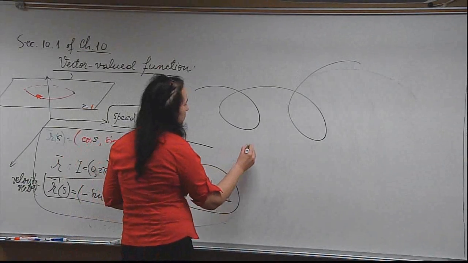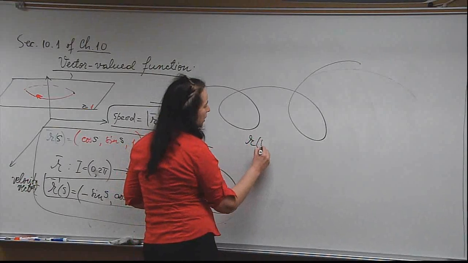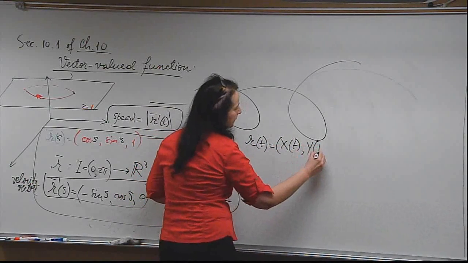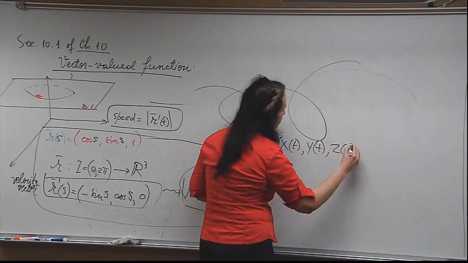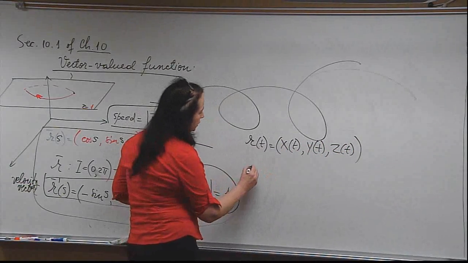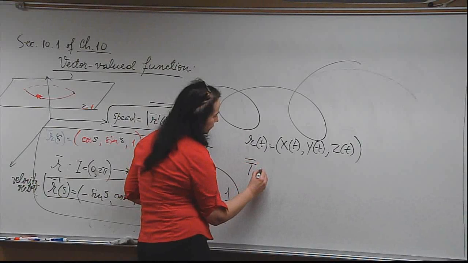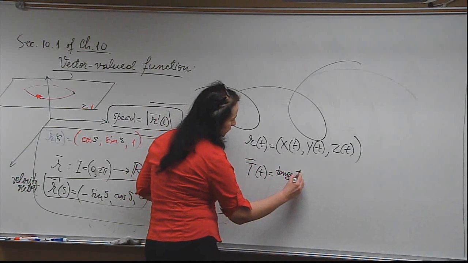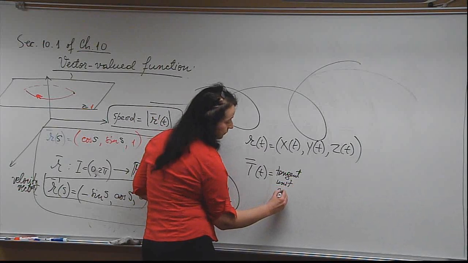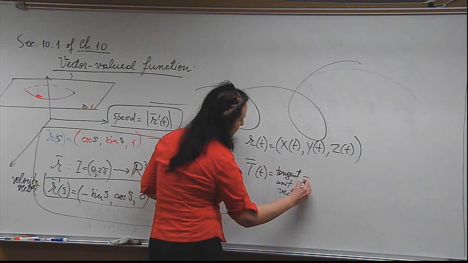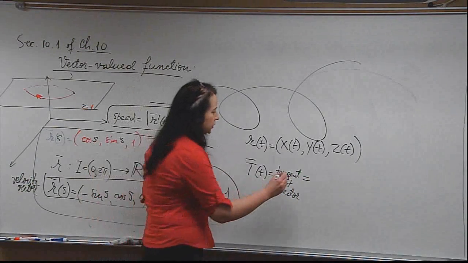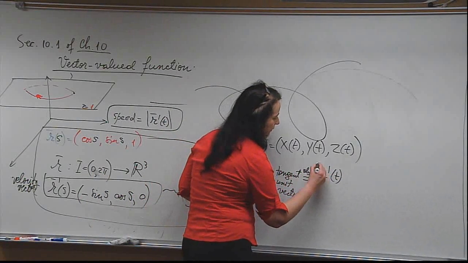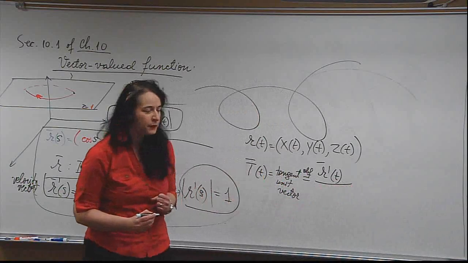So for any r of t, which is x of t, y of t, z of t, my physics professor introduced the following terminology. The tangent unit vector of a regular curve, he was very well organized, I like that about him, is by definition r prime of t as a vector divided by the speed of the vector.